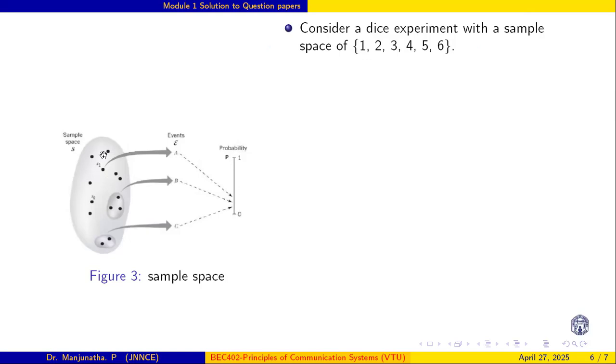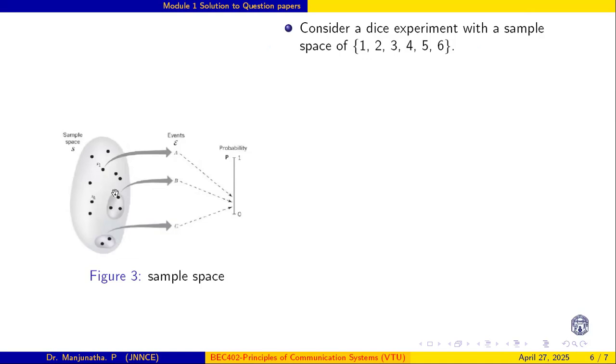So now, what is the sample space, what do you mean by events, and what is the probability? How are they related? The sample space is the entire set of outcomes of that experiment. For example, throwing a dice. This is the sample space: 1, 2, 3, 4, 5, 6. And events: A is an event, B is an event, C is an event.